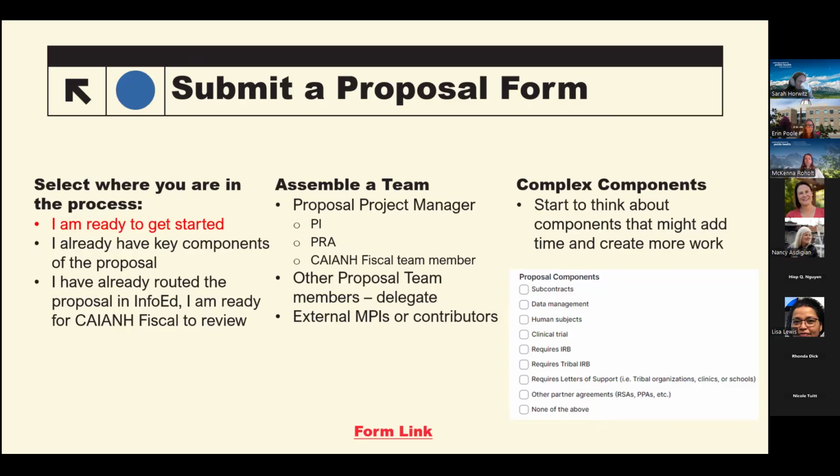The proposal team leader, project manager could be a PI, it could be a PA, or it could be someone from the fiscal team. That is a support that we are always happy to help provide, which might free up others on the team to focus on writing their components. But we always recommend to really clearly identify one person in this role so that we can ensure that those timelines and all of the requirements are met. So the Smartsheet proposal form also asks about which complex components are applicable to your proposal. This just helps us plan adequate support and make sure that we have the appropriate timelines in place.